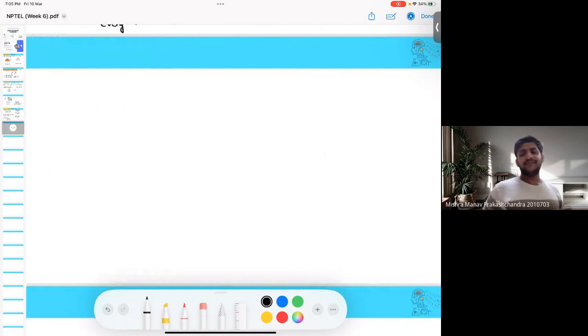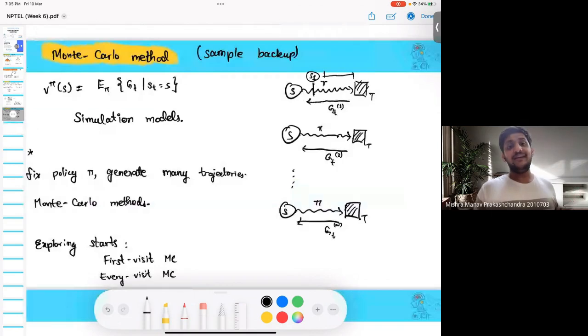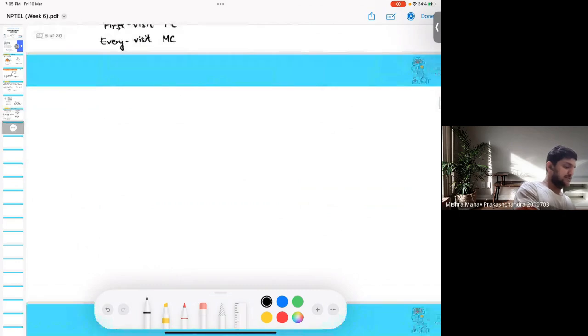Now, this was the Monte Carlo approach. So far we have seen how we can evaluate a particular policy. We have an evaluation metric, which is V pi. What V pi tells me is how good a particular policy is starting from state S. So all I'm doing is predicting how good a state is. Now I want to look at Monte Carlo control.